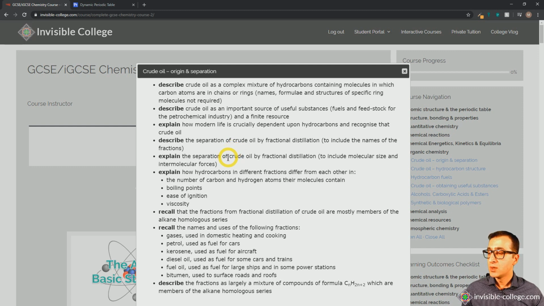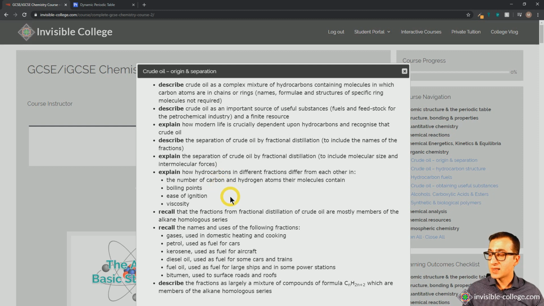We then need to go on to look at how we separate this very complex mixture of substances, this crude oil, into useful substances and useful fractions. This is the process that we refer to as fractional distillation. So we're going to be looking at that, and we're going to start by looking at hydrocarbons in this lesson by exploring how they differ in their physical properties and how this depends upon the size and also the shapes of the molecules of those hydrocarbons.